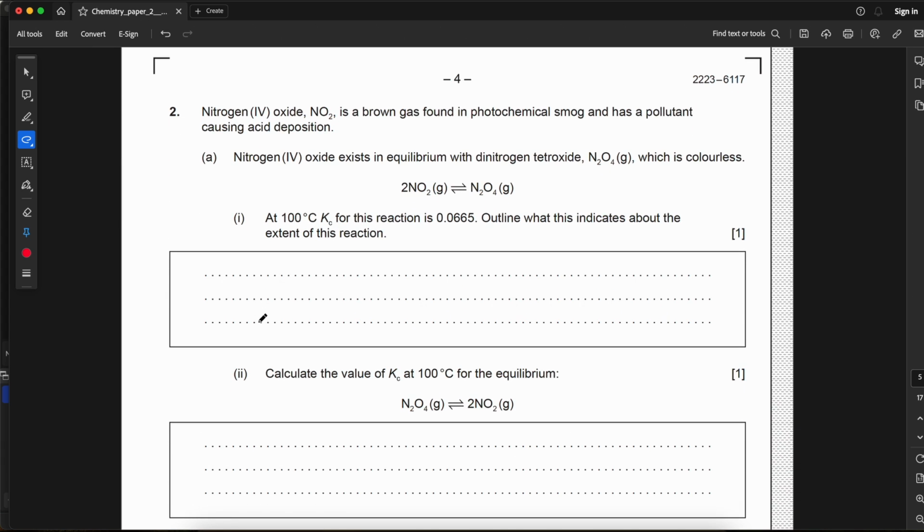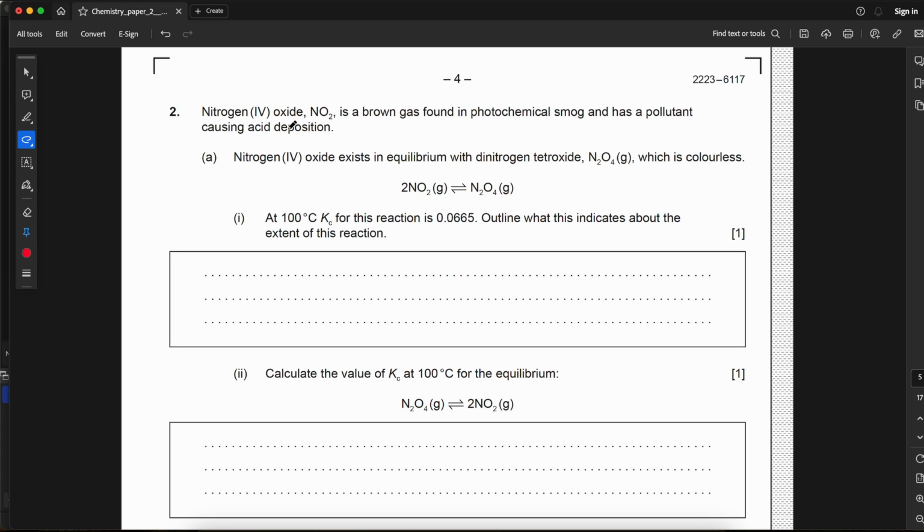Next, nitrogen dioxide is a brown gas found in photochemical smog and is a pollutant causing acid deposition. At 100 degrees Celsius, Kc for this reaction is 0.0665. Outline what this indicates about the extent of this reaction.